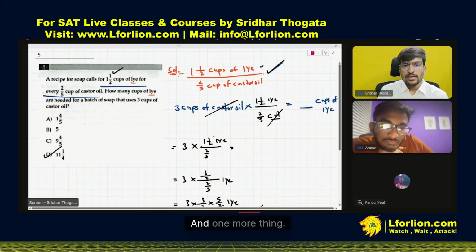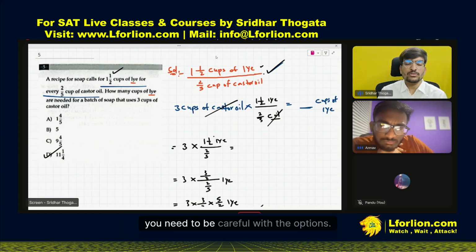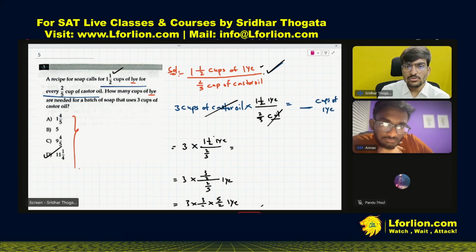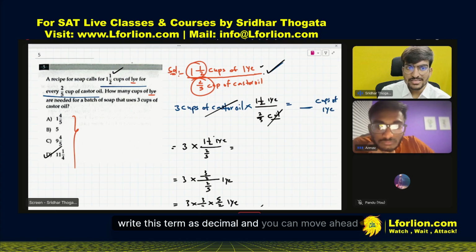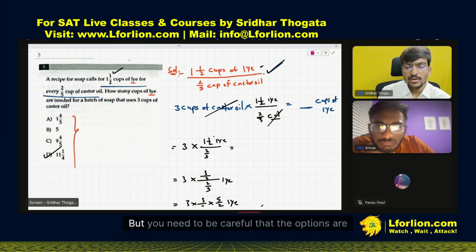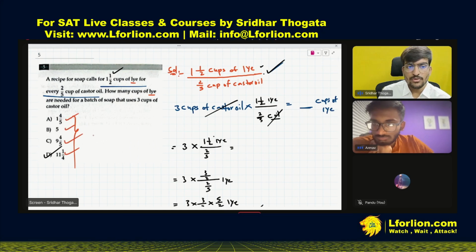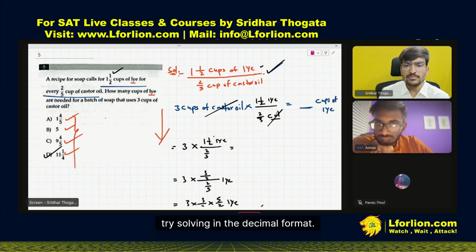Option D. And one more thing: whenever you're solving these kinds of questions, you need to be careful with the options. Why? This question can be solved with decimals also. You can write this term as a decimal, and this term as a decimal, and move ahead with decimals. But you need to check whether the options are given in decimals or in fraction format. If they are in fraction format, try solving in fraction format. If they are in decimals, try solving in decimal format.